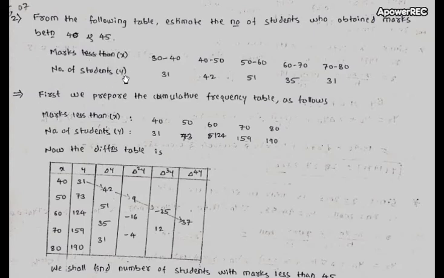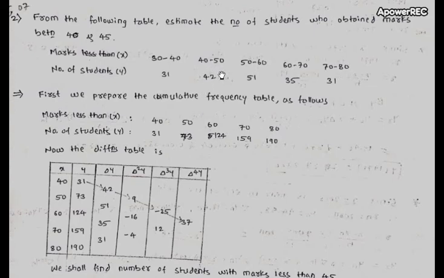Solution. Here the x values are in ranges. We have to rewrite the table, because if the values of x are in ranges, it is not possible to calculate the h value. Hence we will rewrite the x term as marks less than x, with the number of students. So marks less than 40: 31 students obtain marks less than 40. Then marks less than 50, less than 60, less than 70, less than 80.